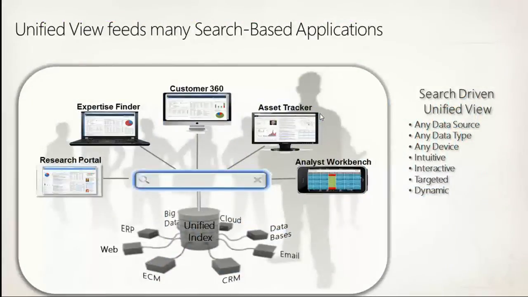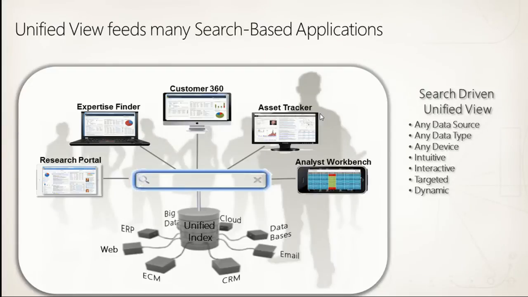So creating a unified view applies, as I described, to many scenarios. These are just examples that we see out there. These are very common scenarios. They're horizontal scenarios that cut across different industries. Research portal, expertise finder, content-driven expertise finders, not just finding people, but finding someone based on what they've published or emailed or billed a customer. Customer 360, asset tracker, parts finder, analyst workbench. So you can see many different types of views that can be built on top of a unified index.